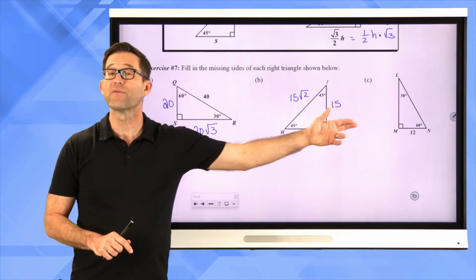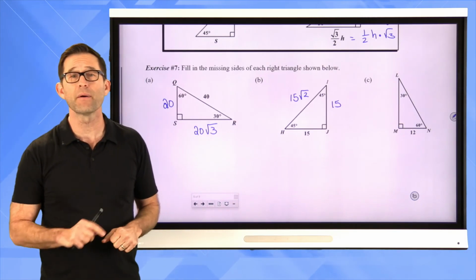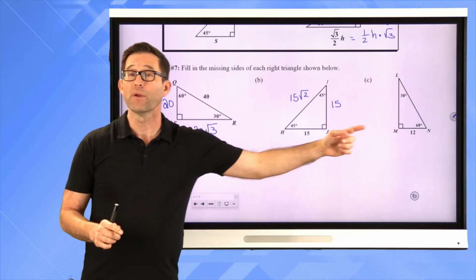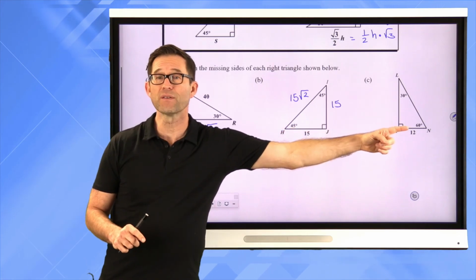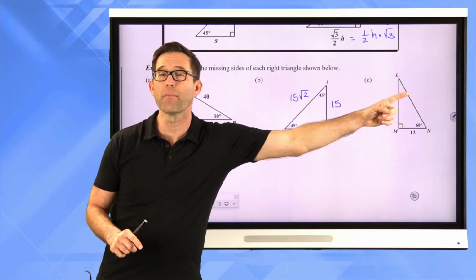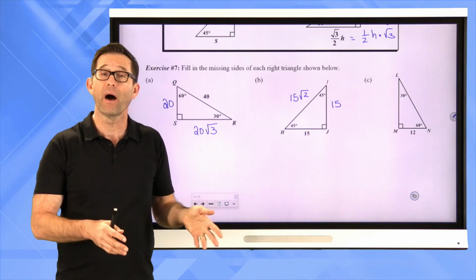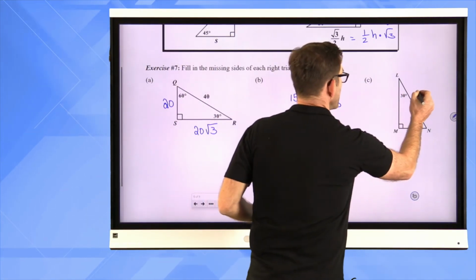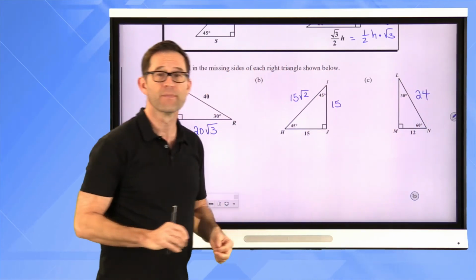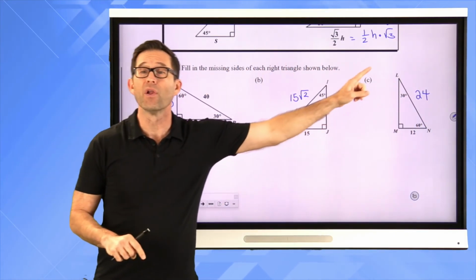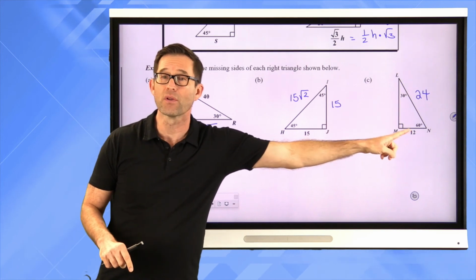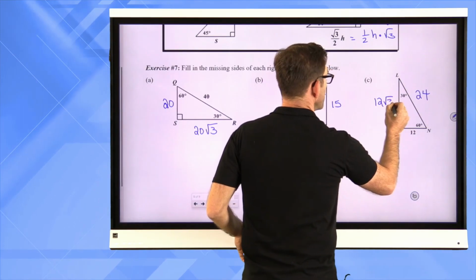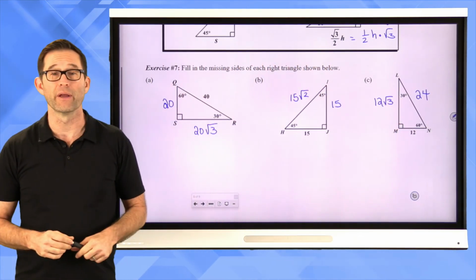All right, well, in letter C, we've got our 30-60 right triangle again, but this time I've given you the length of the shorter leg as opposed to the length of the hypotenuse. Now, we know that the length of the shorter leg, the length that's opposite the 30-degree angle, is 1/2 of the hypotenuse length, which means, of course, that the hypotenuse length is twice the length of the shortest side, so that's going to be 24. All right. We also know that the longer leg is going to be the shorter leg times the square root of 3. So that is going to be 12 times the square root of 3.